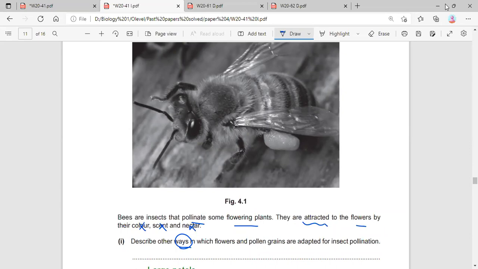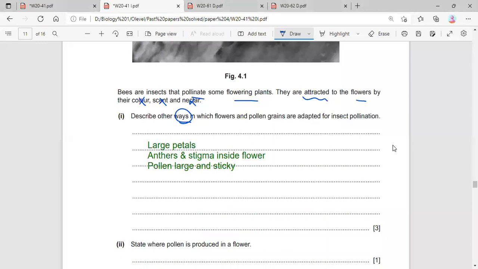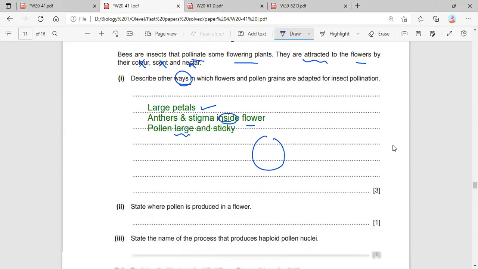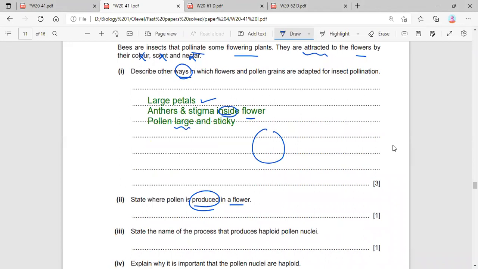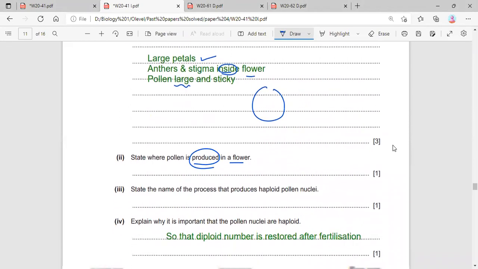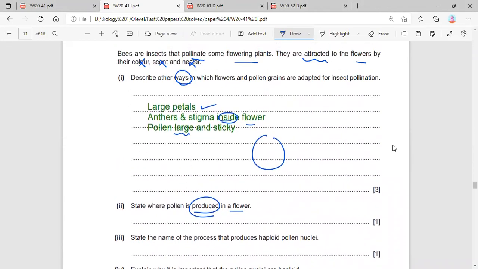I want other adaptations. So the rest of the adaptations will be: the flower has large petals. Anthers and stigma are inside the flower. They are not hanging outside like the wind pollinated. Also, the pollen grains are large and sticky so that they can stick to the body of the insect. Where is the pollen produced in a flower? Of course, pollen grains are produced in the anther of the flower.